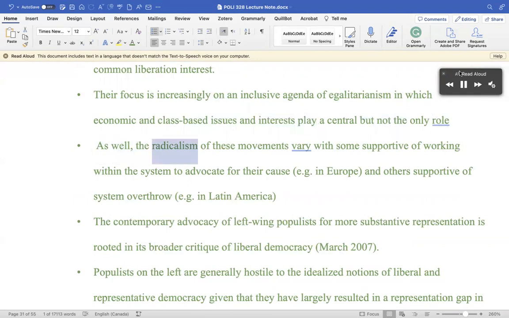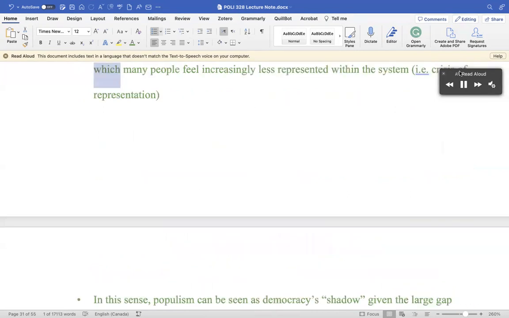As well, the radicalism of these movements varies, with some supportive of working within the system to advocate for their cause, e.g. in Europe, and others supportive of system overthrow, e.g. in Latin America. The contemporary advocacy of left-wing populists for more substantive representation is rooted in its broader critique of liberal democracy. Populists on the left are generally hostile to the idealized notions of liberal and representative democracy, given that they have largely resulted in a representation gap in which many people feel increasingly less represented within the system, i.e. crisis of representation.